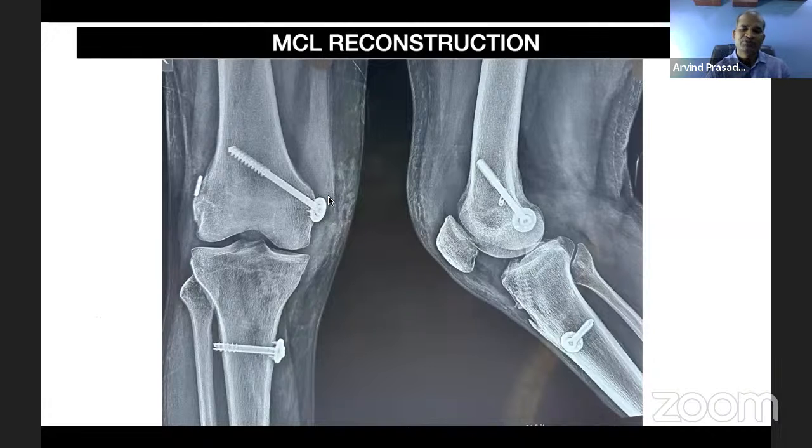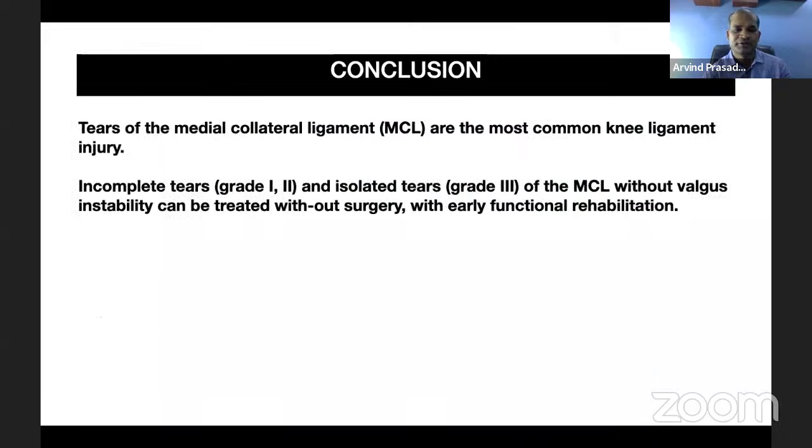Most of the time I do it for the superficial only, particularly the chronic one. Many a time you may have to put a suture anchor here also for the deep part, as well as you can do this posterior oblique reconstruction also, as described by LaPrade.